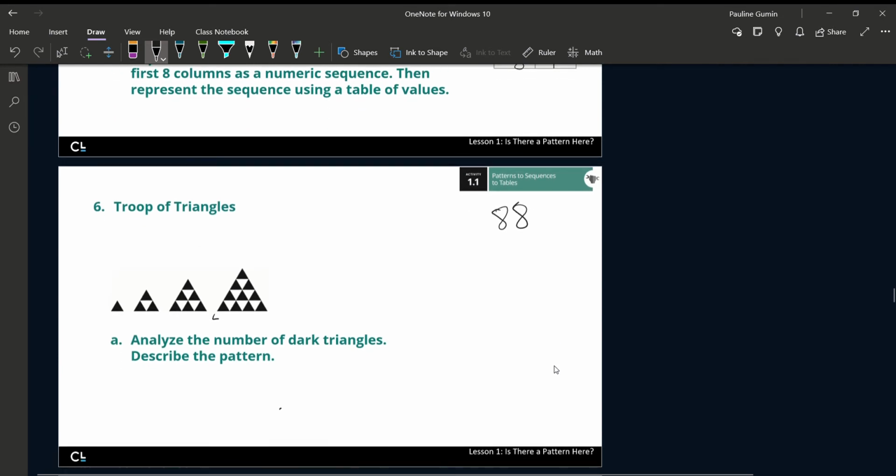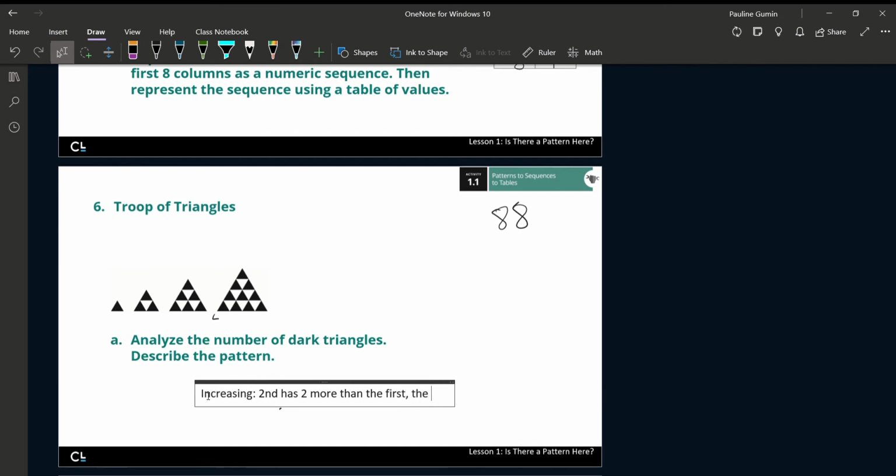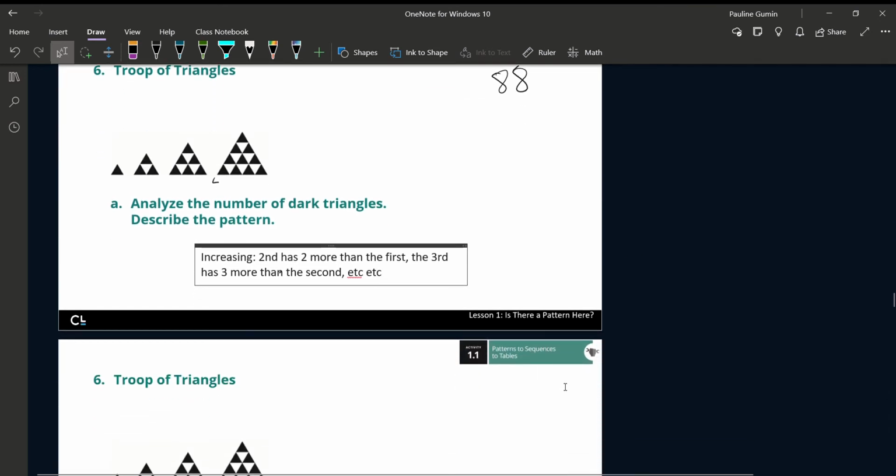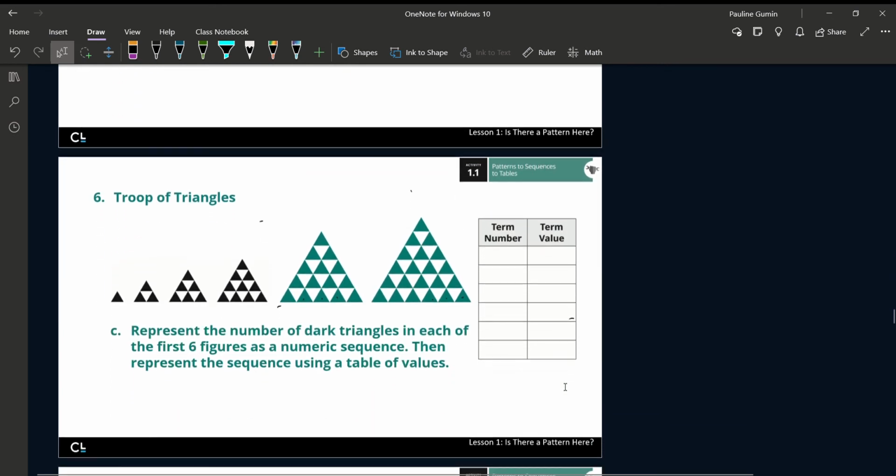Oh, all right, check out these triangles. Do you see the pattern? Hopefully you can see that, first of all, it's increasing, or it's getting larger. The second has 2 more than the first. The third has 3 more than the second, etc. So the fourth one has 4 more, and I'm not even going to try drawing this because I cannot. This is how it will look.